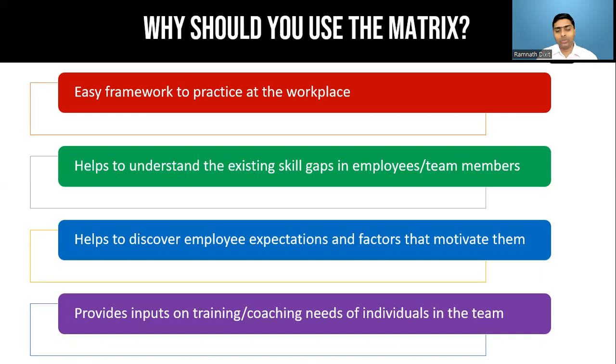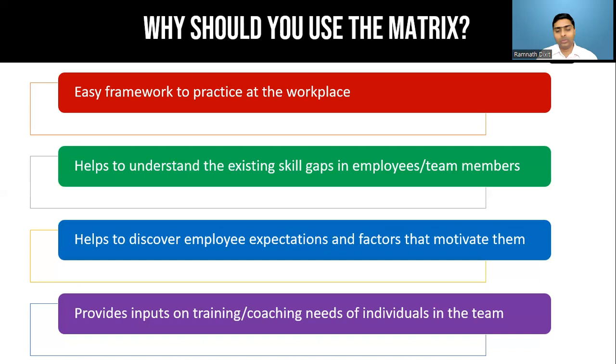And last but not the least, as I said, you get a lot of rich inputs in terms of what to train people on, what kind of skill sets you need to look at, what should be your focus, your training need identification. All of that gets done quite easily when you apply the skill will matrix. So multiple reasons why you should use the matrix.